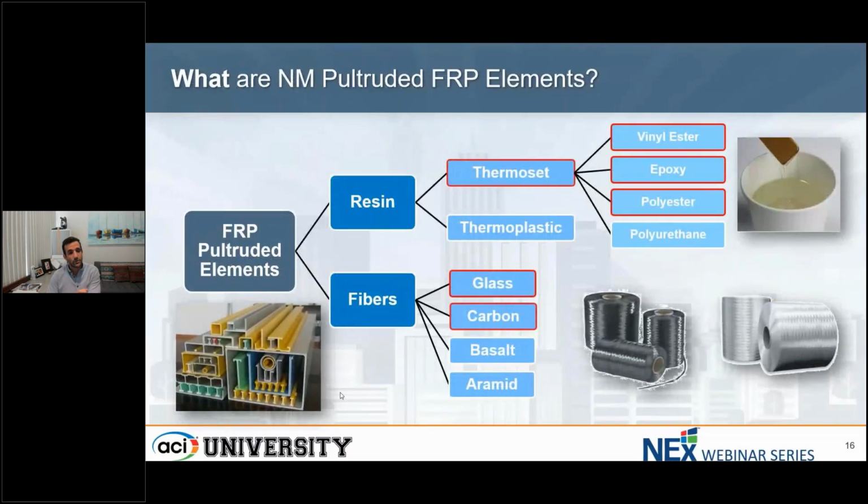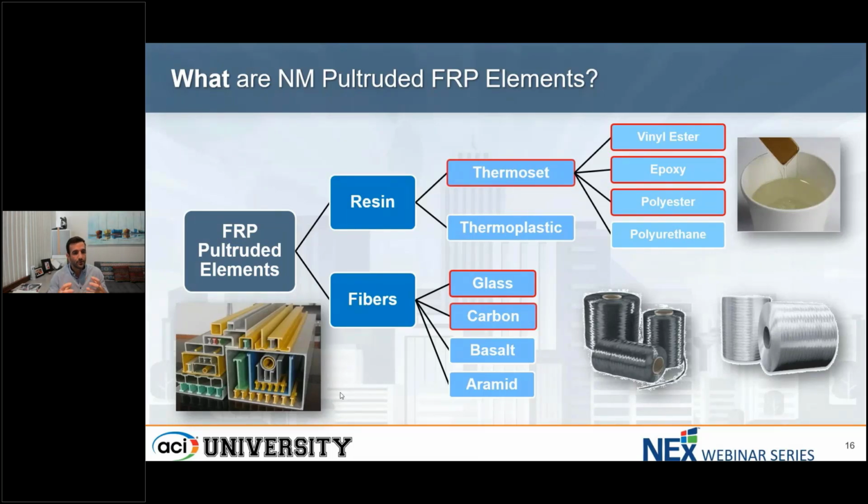I would want to highlight that those documents, even though FRP, as many of you know, is made from resin and fiber embedded in this matrix, primarily look at the areas highlighted in red. So these are thermoset resins with glass or carbon systems. And within the thermoset resins, they only refer to vinyl ester, polyester, and epoxy type of resins.